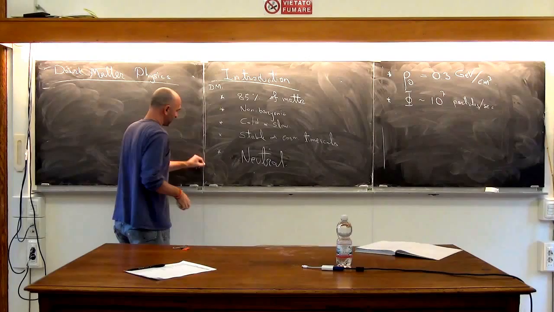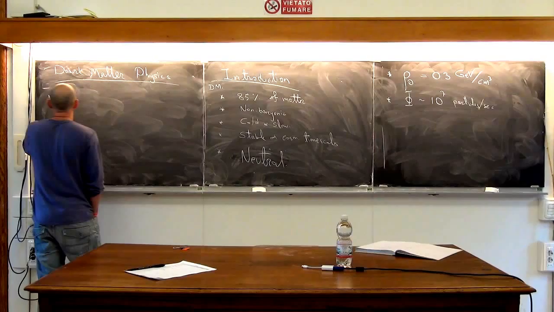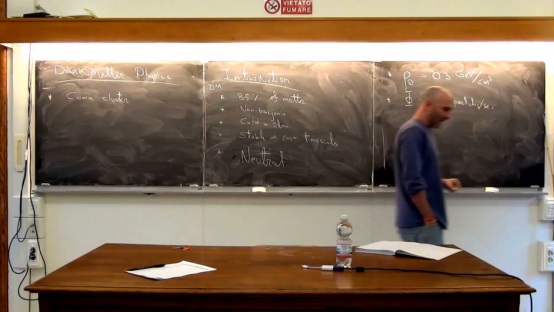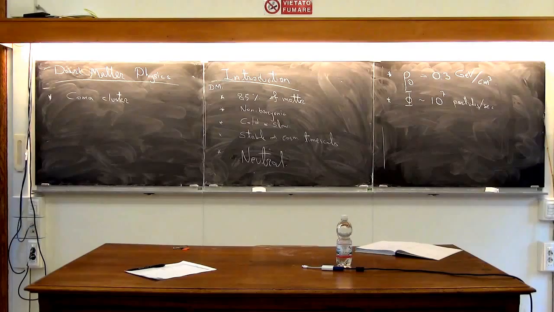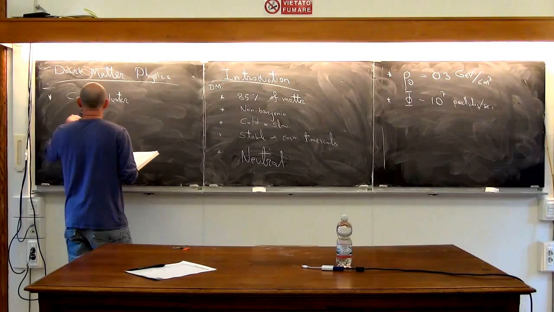So, I guess the first evidence was found by Zwicky in the early 30s, and this is in the Coma cluster. So it's a galaxy cluster. And what was done was to look at the velocity of the different galaxies in the cluster of galaxies, and using the virial theorem.